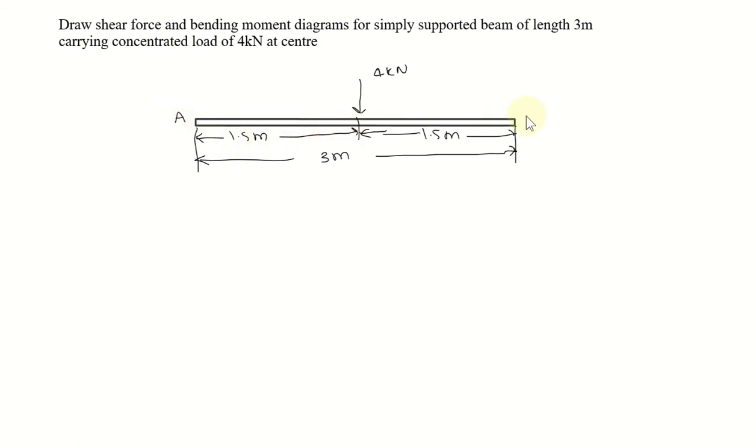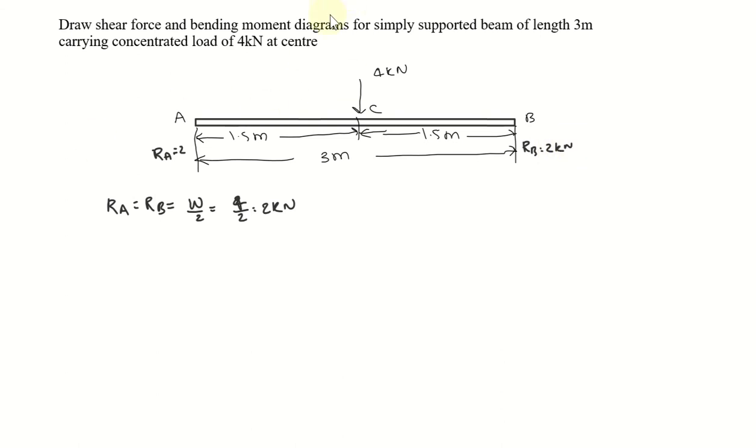Let us mark the points A, B and C. So as we have seen previously, the load is shared equally by the two supports as the load is exactly acting at the center. So I can say RA is equal to RB is equal to W by 2. So that is 4 by 2, that is 2 kilonewton. So RA is equal to 2 kilonewton, RB is also 2 kilonewton.